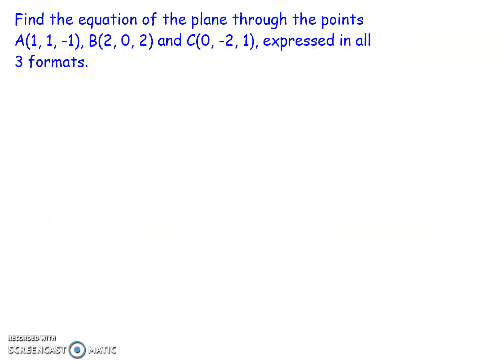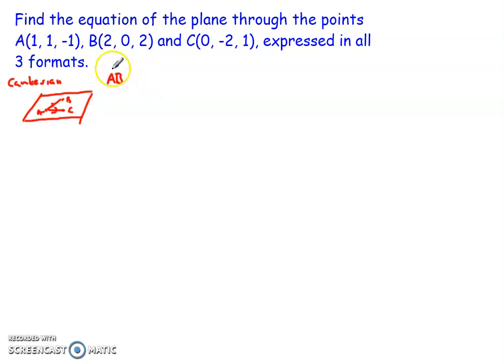So the first one, find the equation of the plane through the points A, B and C expressed in all three formats. So the first format, the Cartesian form, that's what we're going to look at first. So for this one, again, imagine we've got our plane here. There's my points A, B and C. What I'm going to do is find the vectors AB and AC, get my normal to the plane and my point, and then use that to define it in the format that we want.